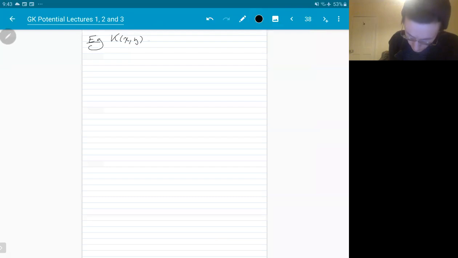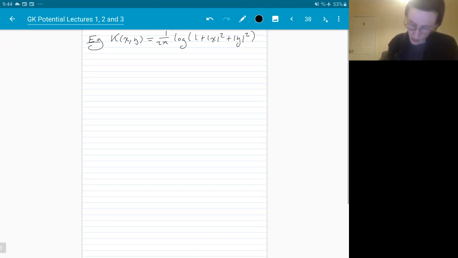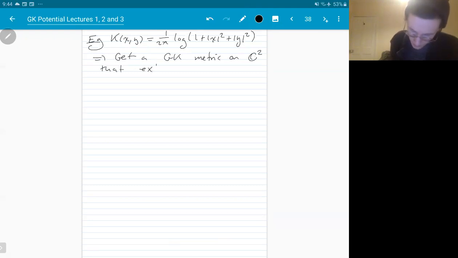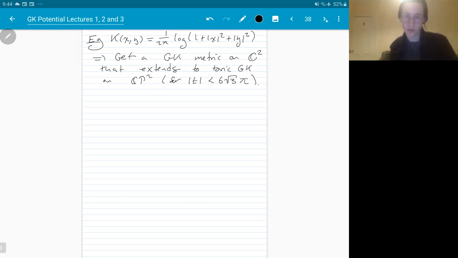So here's another choice. This is the Kähler potential for the Fubini-Study metric on CP2. So in this case, we get a generalized Kähler metric on C2 that extends to toric generalized Kähler on CP2. And it works for the norm of T less than a fixed constant that you can work out. And at T equal to 0, you get the Fubini-Study.